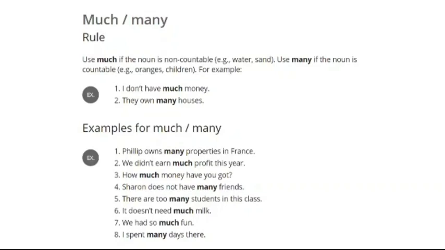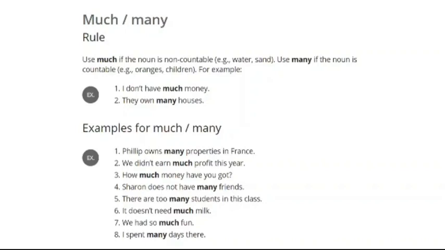Examples of much and many: Philips owned many properties in France. We did not earn much profit this year. How much money have you got? Next, Sharon does not have many friends. Next, there are too many students in this class.